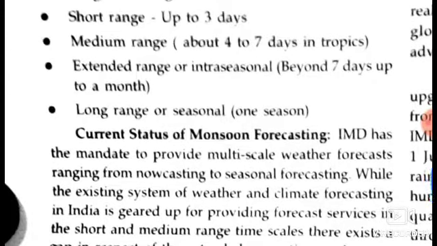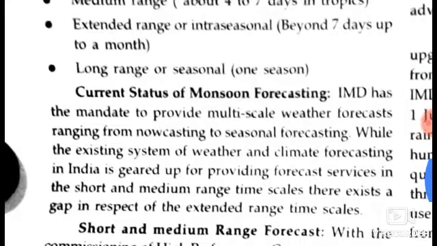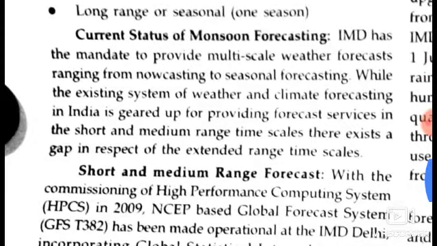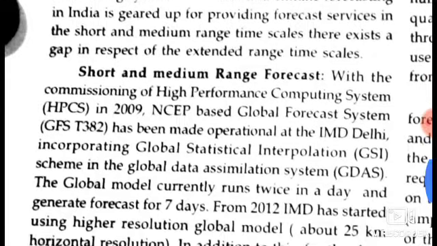Current status of monsoon forecast. IMD has a mandate to provide multi-scale weather forecasts ranging from nowcasting to seasonal forecasting. While the existing system of weather and climate forecasting in India is geared up for providing forecast service in the short and medium range timescales, there exists a gap in respect of the extended range timescale.